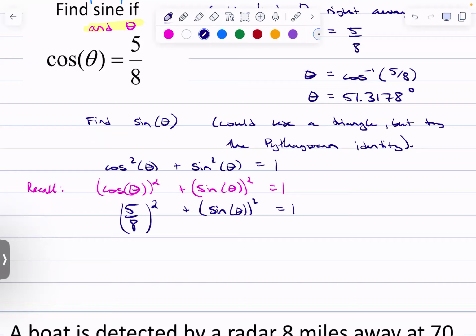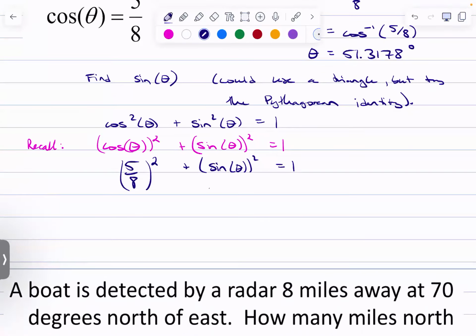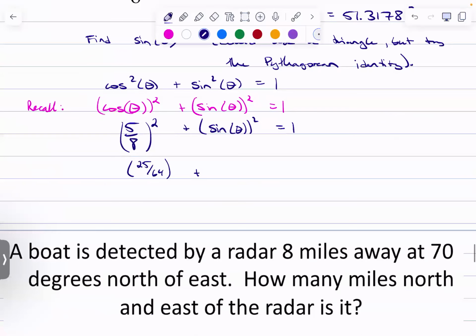Hmm. 5 divided by 8, and then square that. I get 25/64 as the exact answer on my calculator. And when possible, try to use the exact answer. It gives me 0.390625 as a decimal. The sine of theta squared is equal to 1.